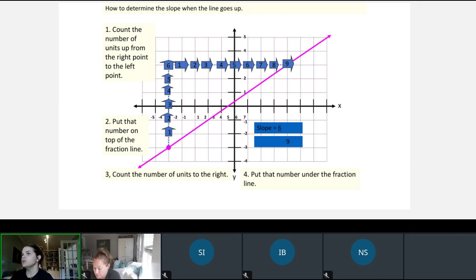All right, so how to determine the slope when the line goes up. Number 1, count the number of units up from the right point to the left. What we're going to do is always pick a point. We call them pretty points. They're whole numbers. So we're going to start on the left side of our graph. When I say graph, I'm talking about this pink straight line. This is the graph of our function.